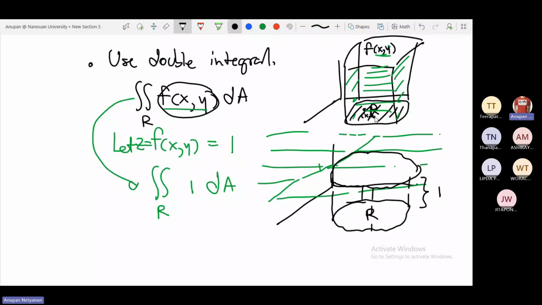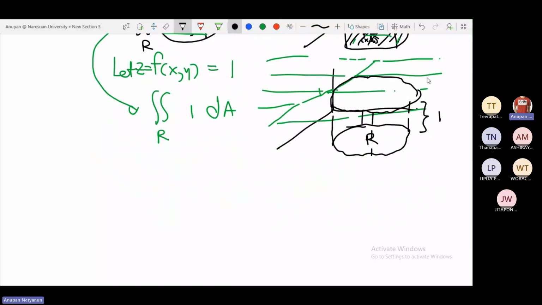See, at this x and y, if x and y is the height, but this tells you that the height of this is equal to 1, right? All the way, I mean, all around the area, okay? So that means to compute the volume of this, again, you use this double integral over region R of the function, which is a constant 1, and dA, okay?